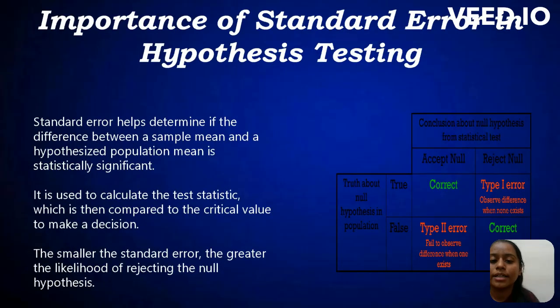Importance of standard error in hypothesis testing. Standard error helps determine if the difference between a sample mean and a hypothesized population mean is statistically significant. It is used to calculate the test statistic, which is then compared to the critical value to make a decision. The smaller the standard error, the greater the likelihood of rejecting the null hypothesis.